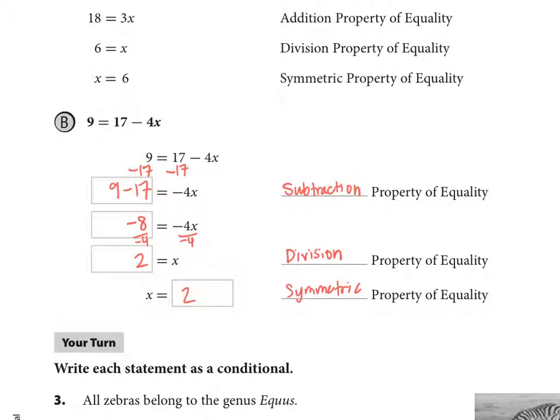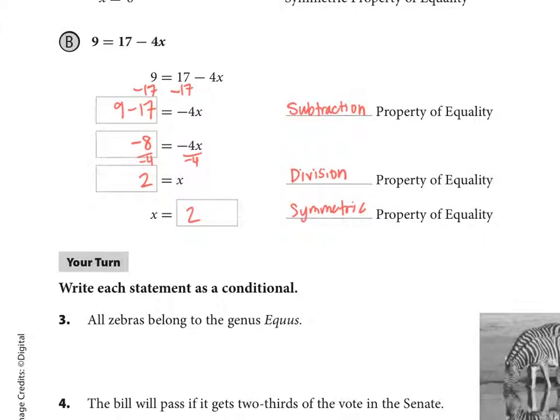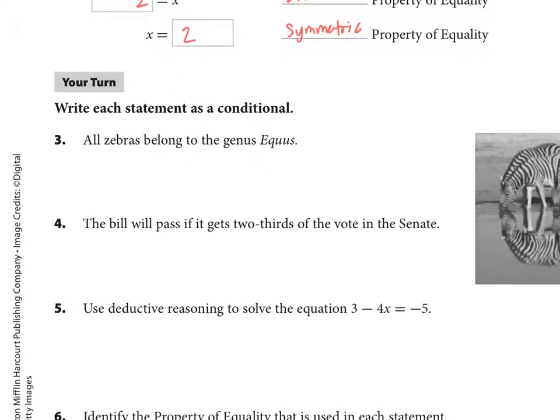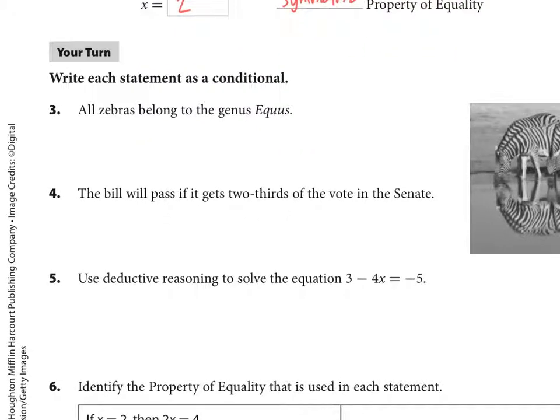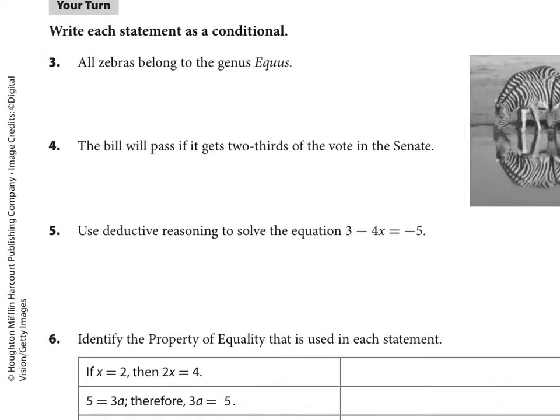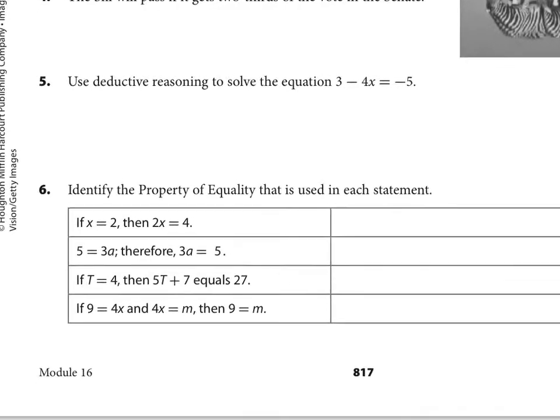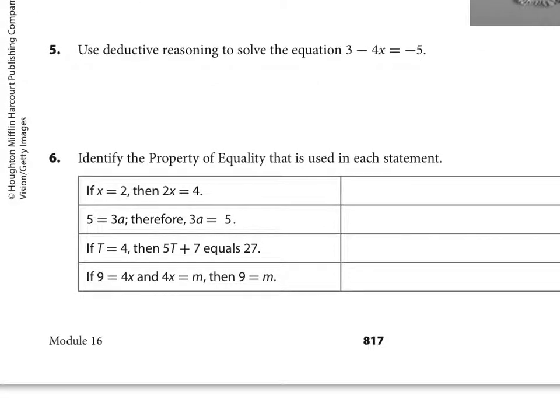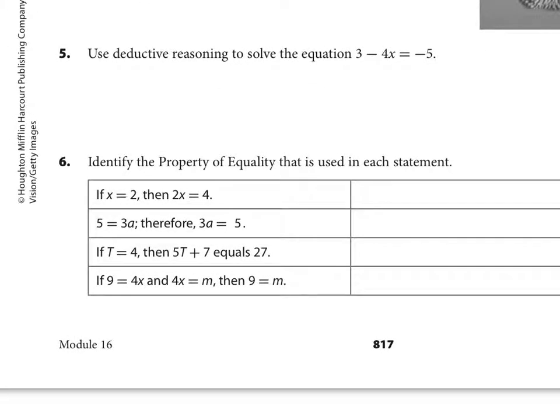Down below, it asks you for your turns to write some conditional statements, and I'm not going to worry too much about that. But I do want you to take a look at what the properties of equality are being used in number 6. So go ahead and pause it for just a couple minutes. Give these a try, and then you will see the answers in about 5 seconds.